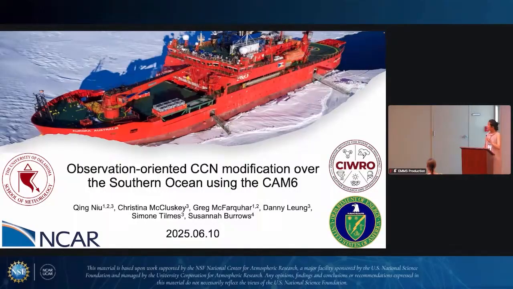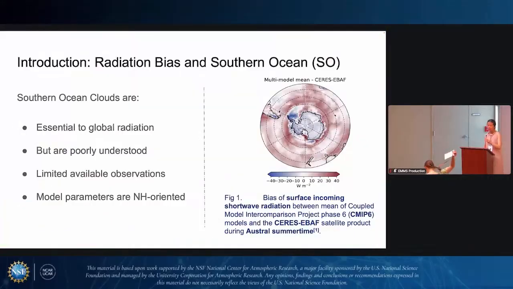So a quick introduction: why do I care about the Southern Ocean clouds? For those of you who tune the model to see the global radiation, you know how sensitive the Southern Ocean clouds can be. However, they are very poorly understood because we have limited available observations in history. Thus, most of the model parameterizations are Northern Hemisphere oriented.